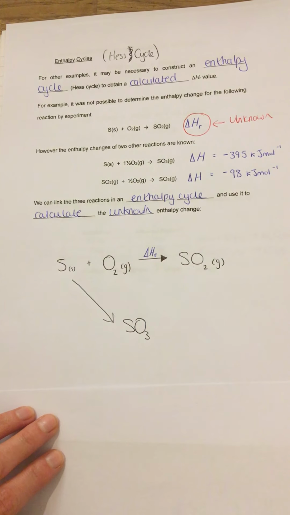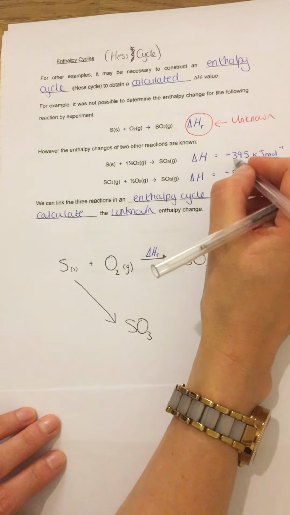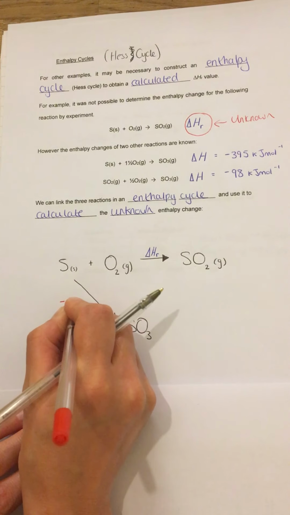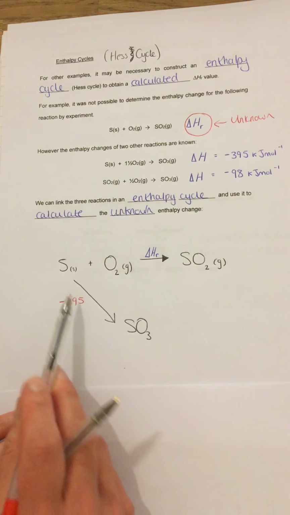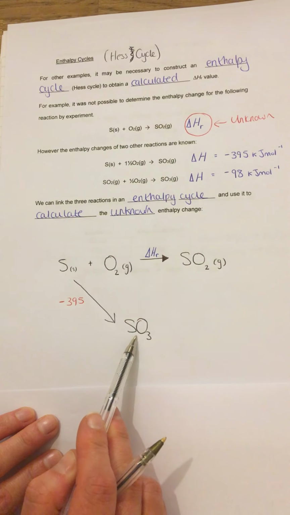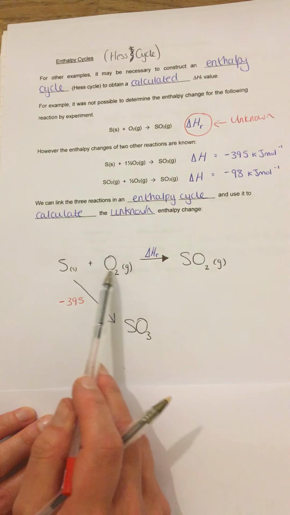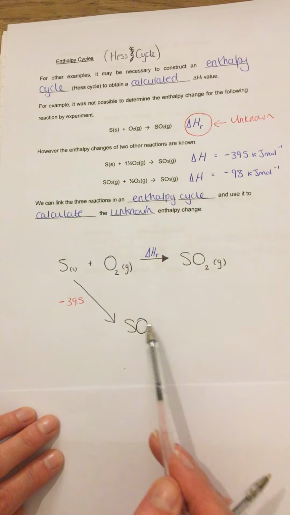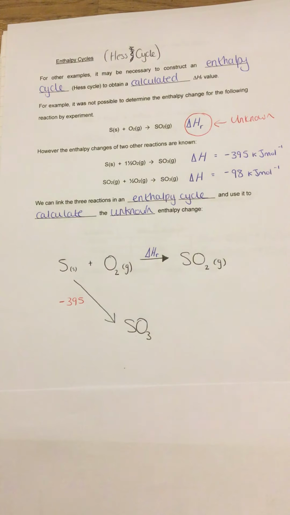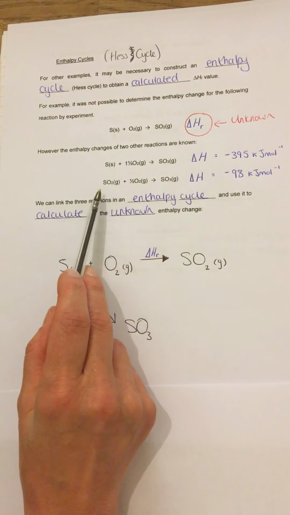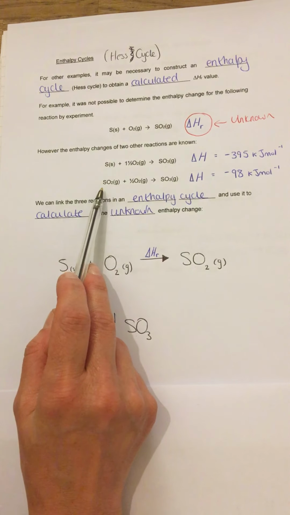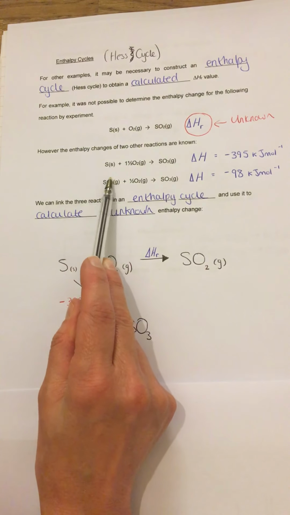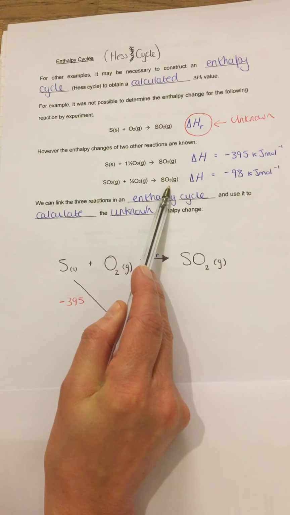And what I could do here is write this number, minus 395, on the arrow, because that's the enthalpy change associated with sulfur to sulfur trioxide. Don't worry about the oxygens here. We're looking at the key substances, the ones that involve the sulfur, and ignoring the oxygens. Now we can also see from the second equation, again focusing on the substances that contain the sulfur, that sulfur dioxide can form sulfur trioxide as a product.